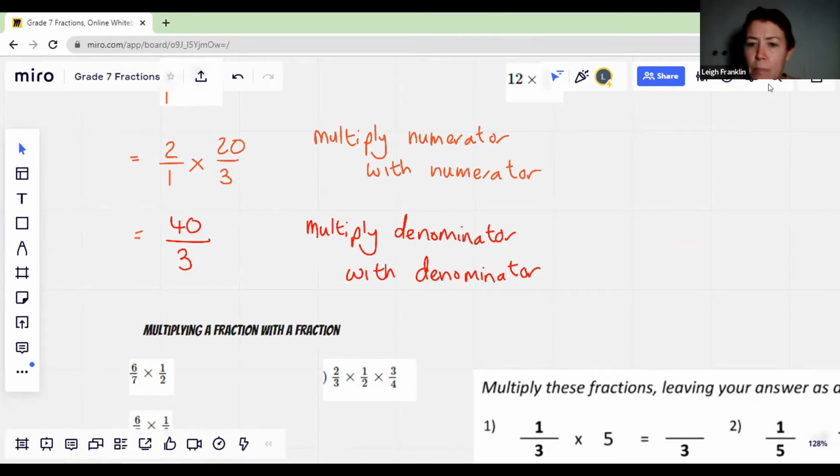Ma'am, may I please repeat the question? With pleasure. So Tumisho, if you had to write 40 over 3 as a mixed number, how would you work out what to write? What would you have? So now it's an improper fraction. If you wanted to go backwards and make it a mixed number, what would you do?